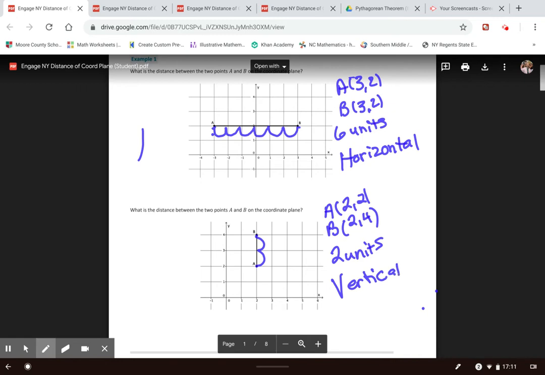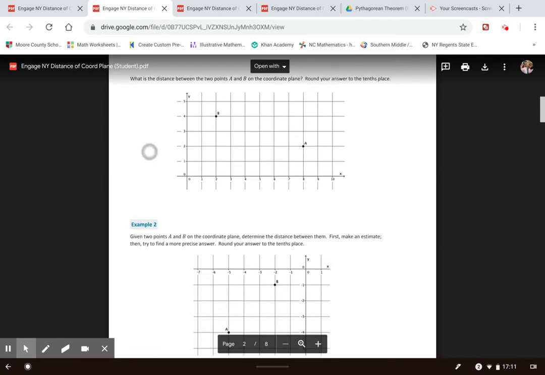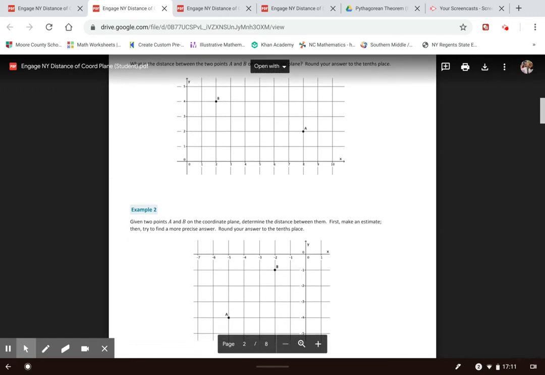All right, so I've got horizontal distance and I've got vertical distance. And to find those, we just count from point to point. So now I'm going to take what I know about vertical distance and horizontal distance and use that to find a diagonal distance between 2 points using my Pythagorean theorem. So if I look here, I have 2 points again. I have point A and point B.